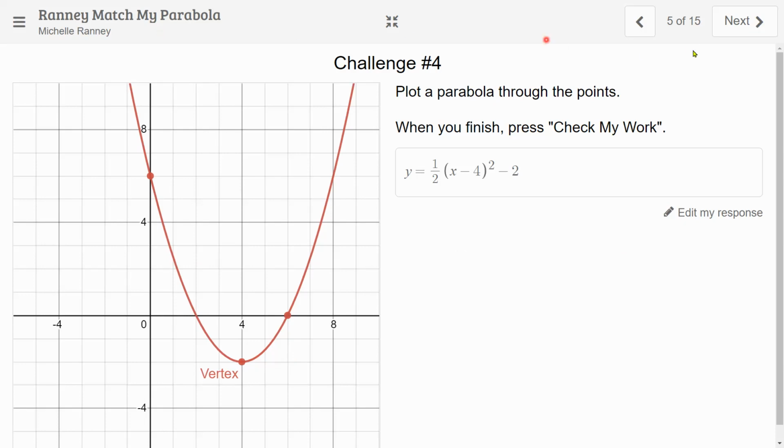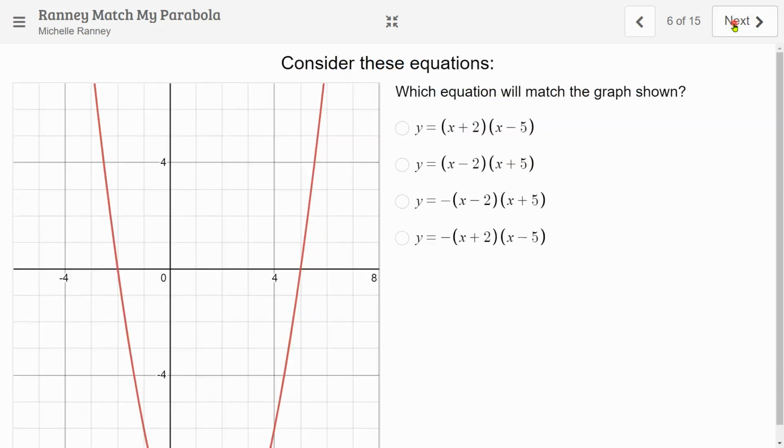So on the next one, this one's slightly different. This one, we don't know the vertex, we know our x-intercepts. So since I know I have an x-intercept of -2, what factor gave me that? An x plus 2. So it has to be either the first one or the last one here. And then what gives me an x-intercept at 5? Well, a factor of x minus 5, because 5 would make that 0.